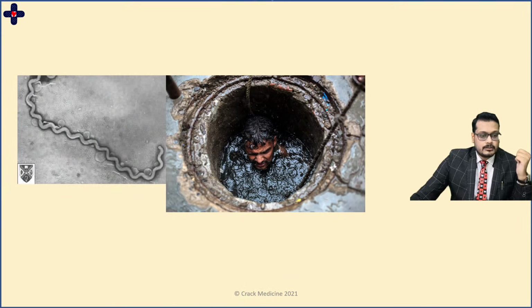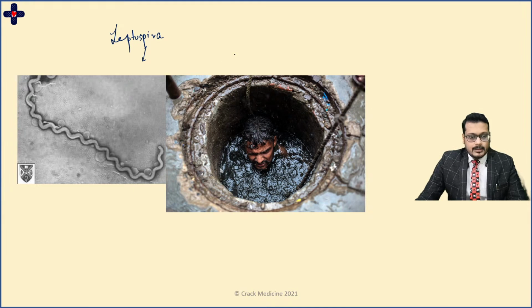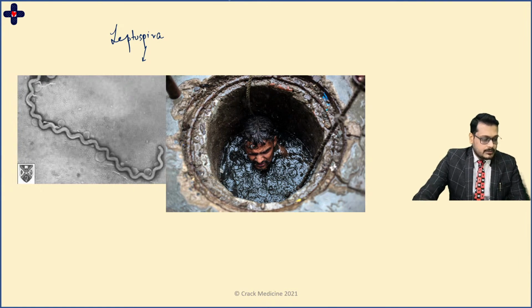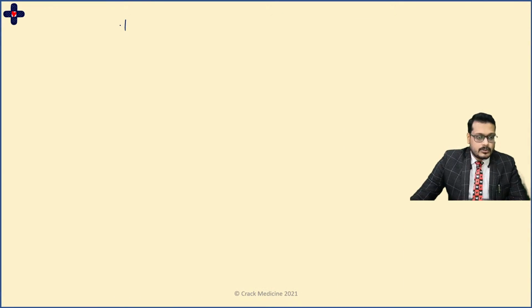So this is your Leptospira over here, and this is usually present in people who handle sewage water. I know it's an unsightly look, but yes, this is the reality. And rat's urine is the one which transmits this infection to some people. Also, it happens in water sports like canoeing, river rafting and other things. So let's go on and find out something more.